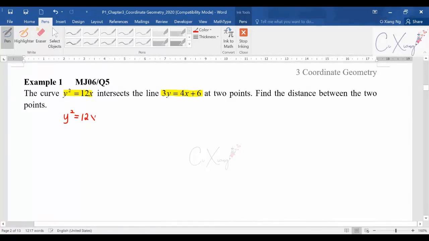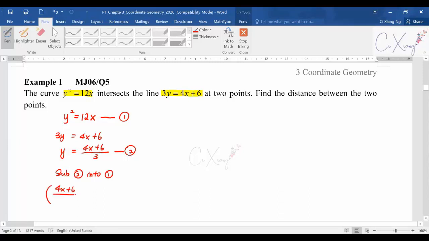Okay, so maybe y squared equals 12x. So I will make this the first equation. Okay, and after that I have 3y equals 4x plus 6, and therefore y equals (4x plus 6) divided by 3. This is my second equation. Then I can substitute the second equation into the first, and I have ((4x plus 6) over 3) squared equals 12x.